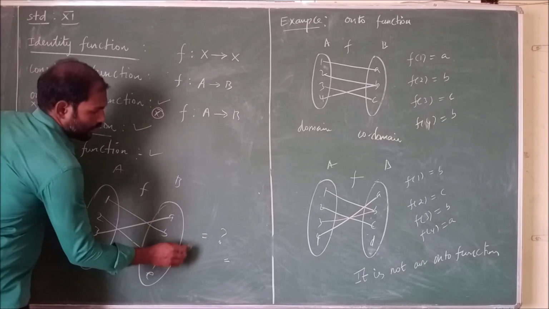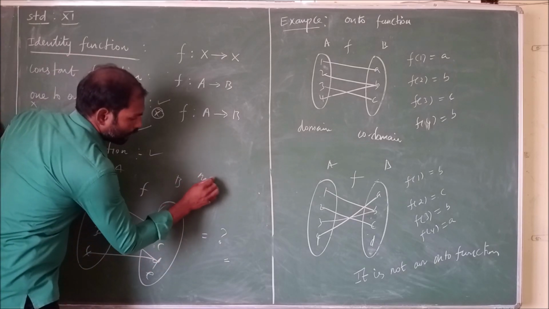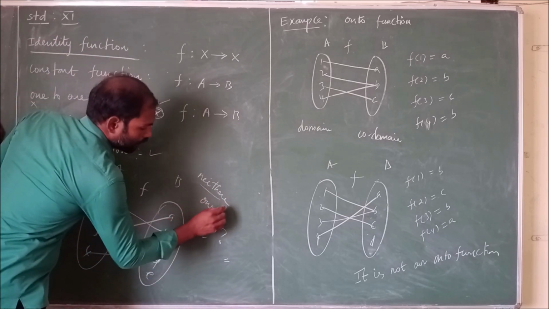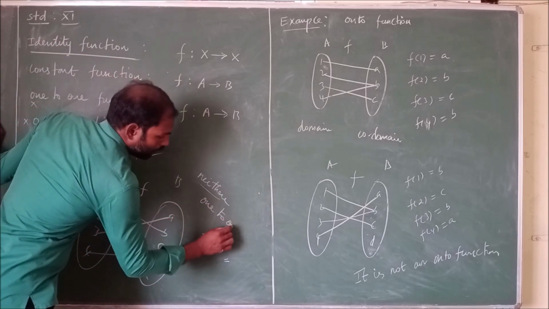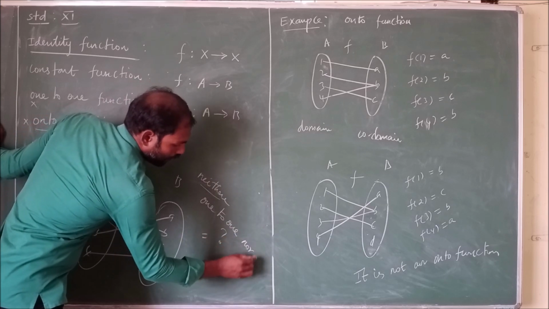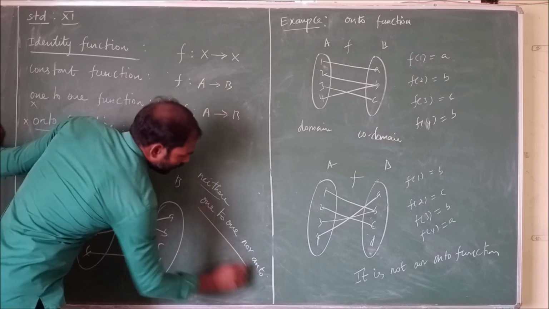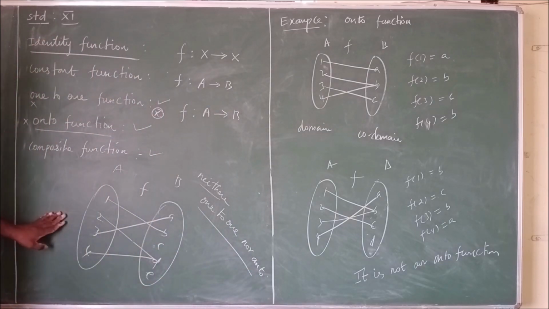So this function is neither one-to-one nor onto. This is the example of a function that is not one-to-one and not onto. Clear that? So the last definition is composite function.